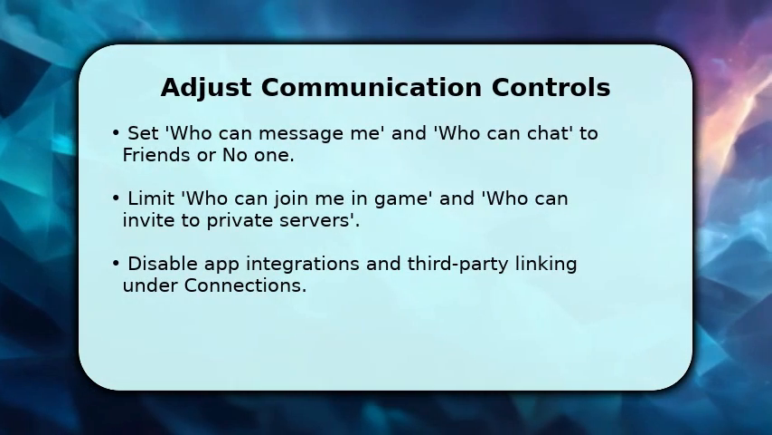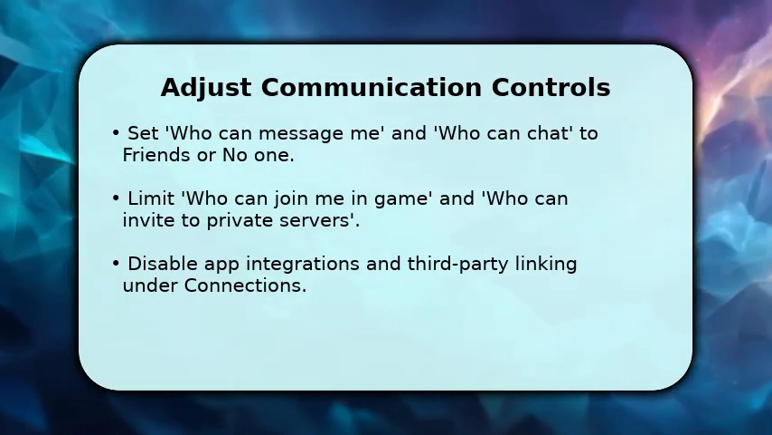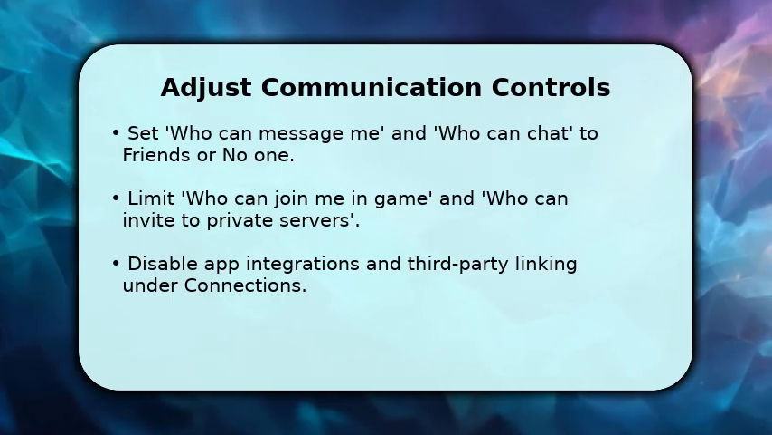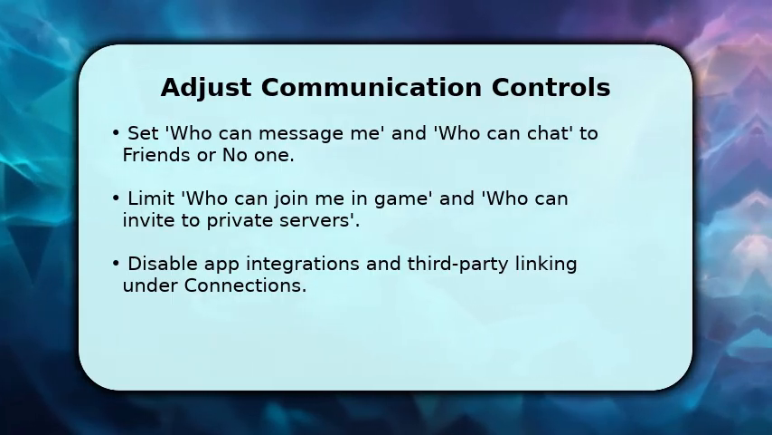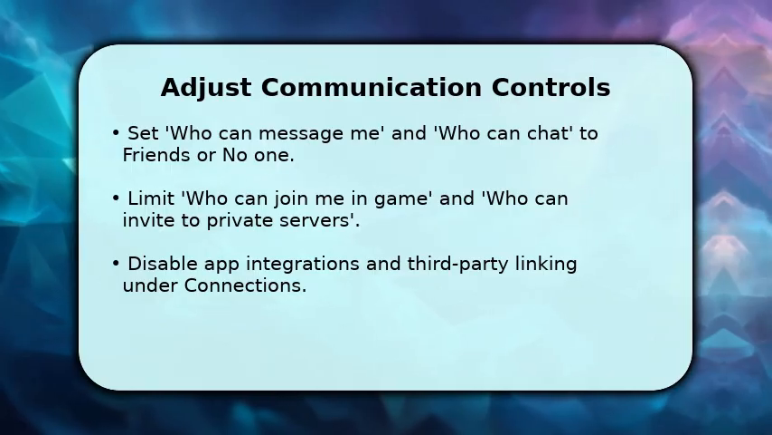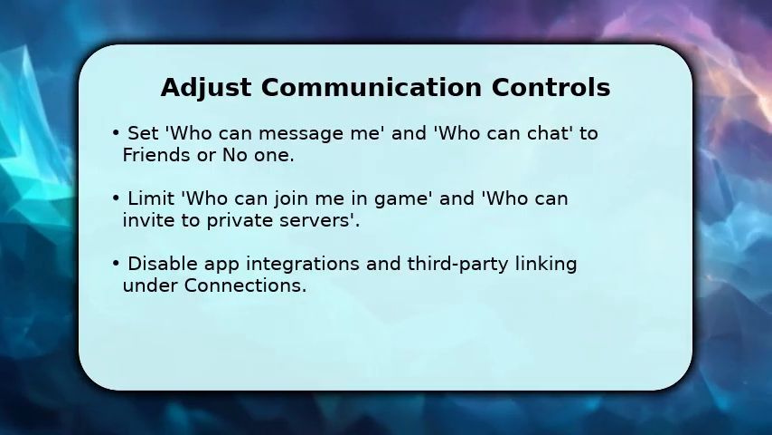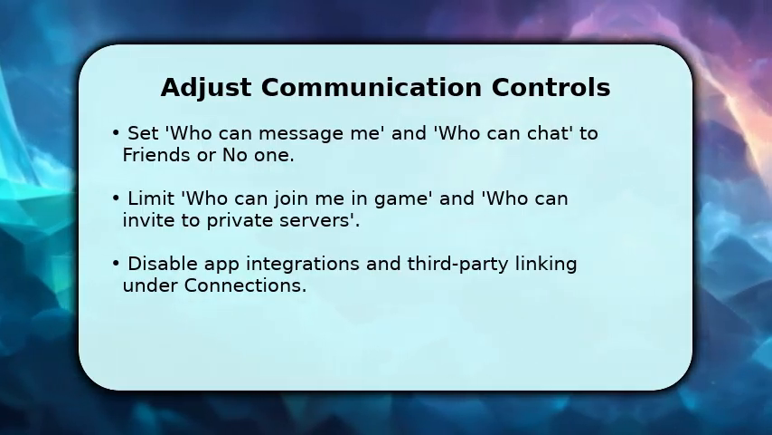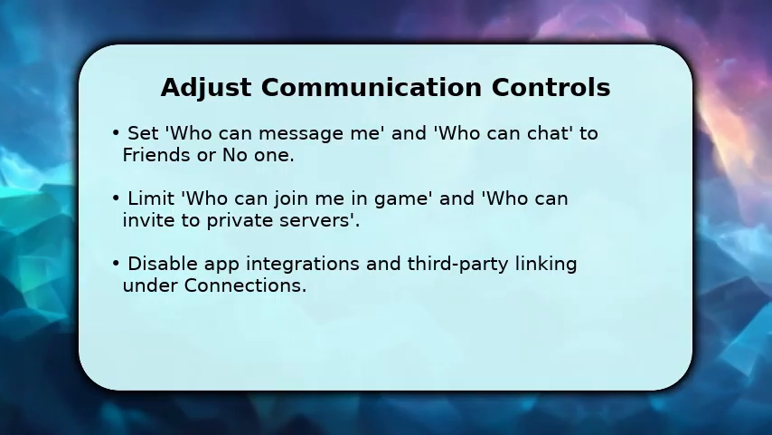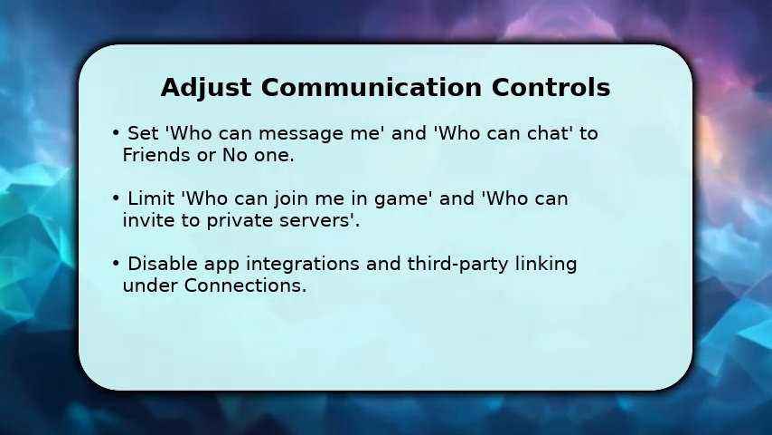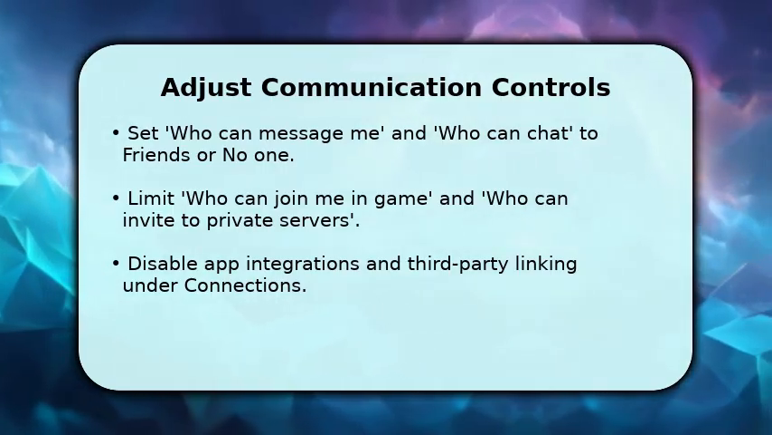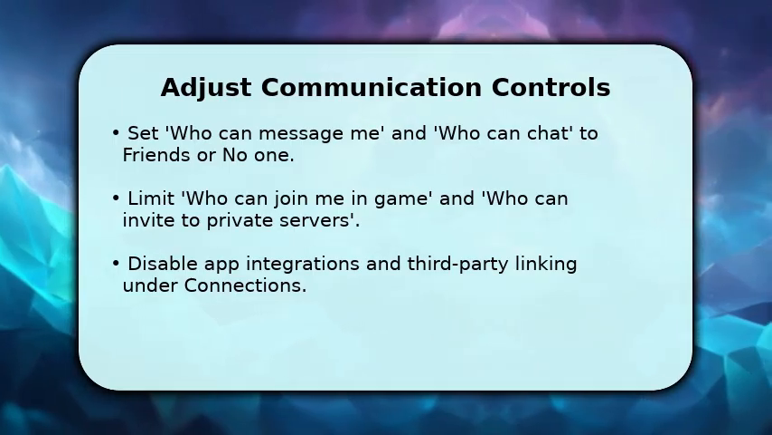Now you fine-tune communication and connection settings. Change who can message me and who can chat to friends or no one, depending on how strict you want it. Next, restrict who can join me in game and block who can invite to private servers to stop unwanted join requests. Then review connections or linked accounts and disable app integrations or third-party linking. This reduces data sharing. Make sure to save changes.